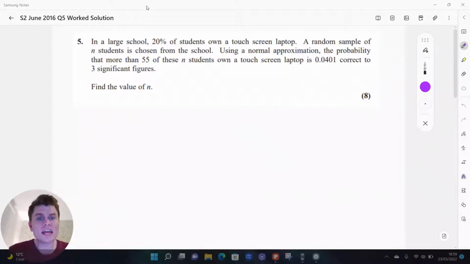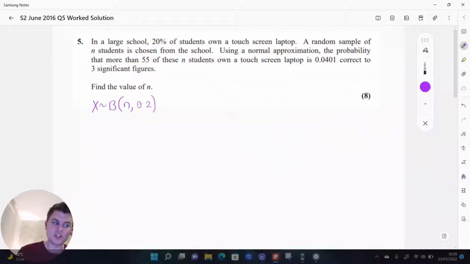Okay, so this question has told us to use a normal approximation. It started off as a binomial distribution, the reason being that you can either have a touchscreen laptop or you can't. So we start this one off by setting out what the binomial distribution would be. We pick n, which we don't know, and the probability is 0.2.